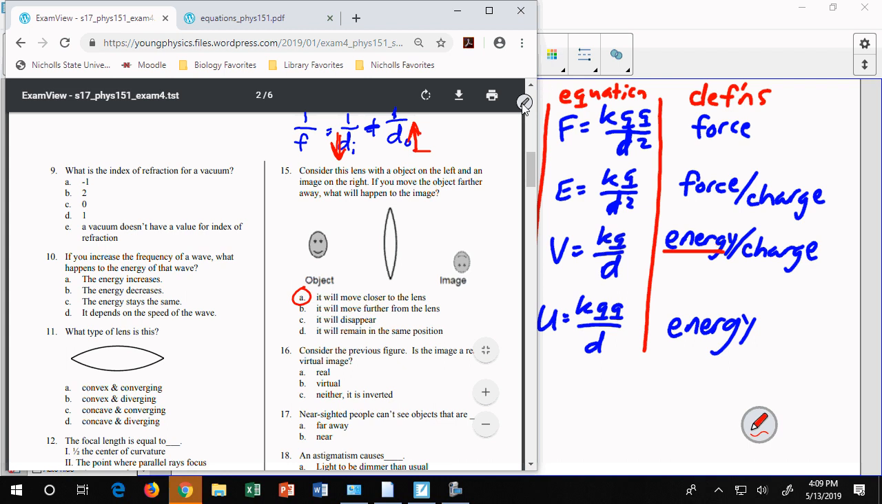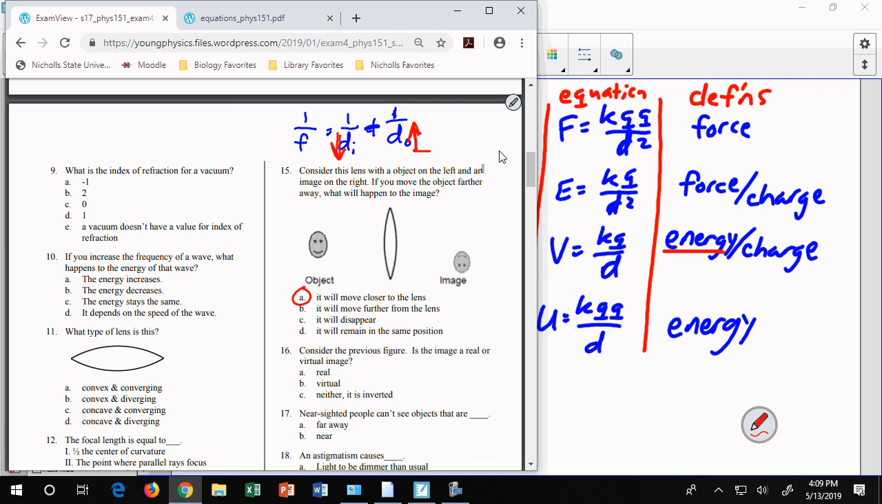You said if the image moves farther away, the object will get closer. Or no? I wouldn't ask it that way. But yeah, that's true. If I move the image, would that make the object move? That would be kind of cool. But just from a mathematical standpoint, if I make d_i go down, that means d_o has to go up.